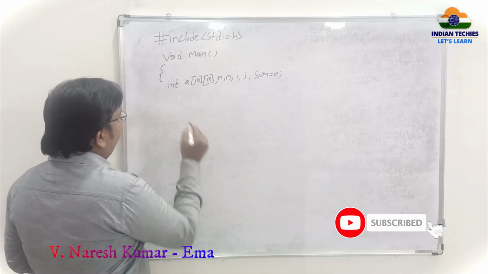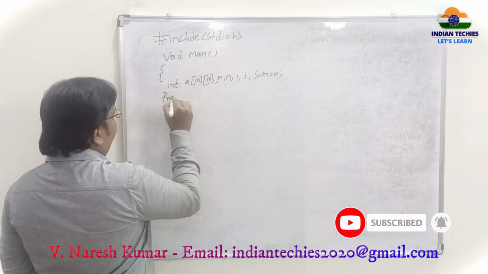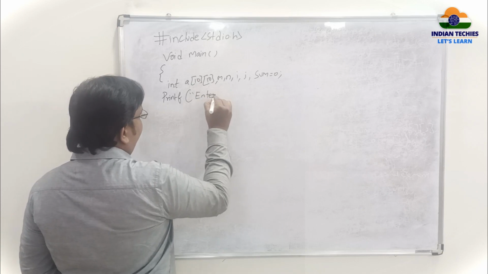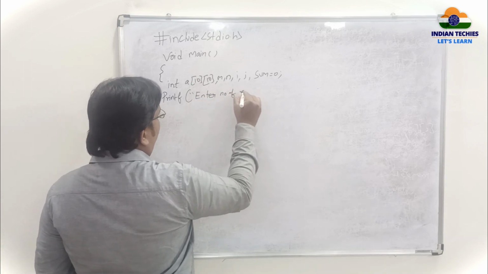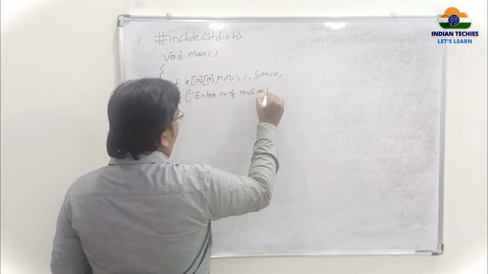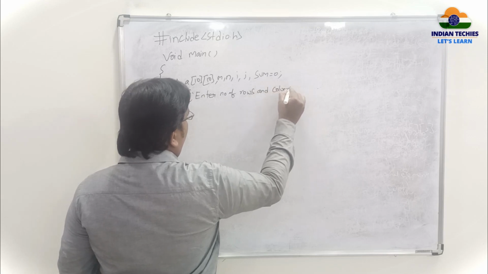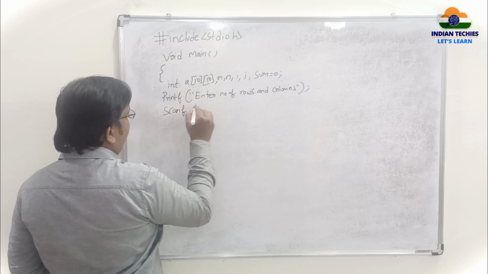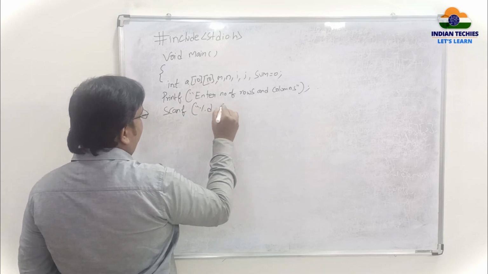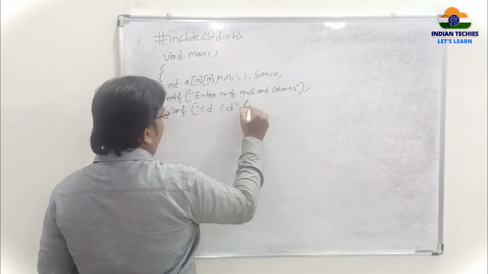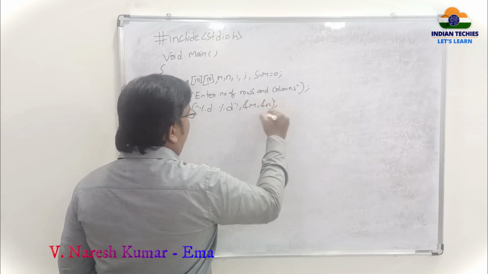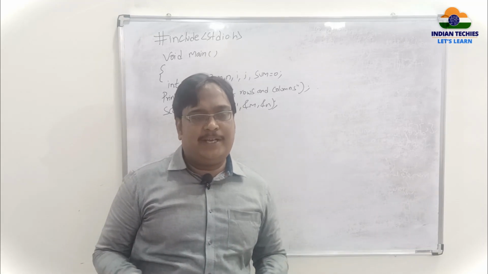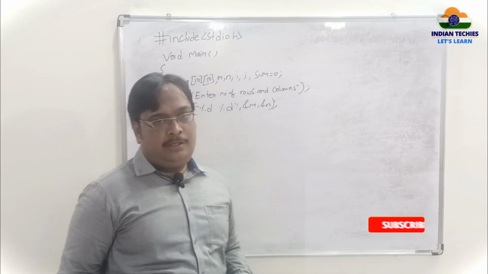First of all, take number of rows and columns. That is printf enter number of rows and columns. Now scanf %d %d, &m, &n. Now we need not check whether the rows and columns are equal or not, because it can be any number of rows and any number of columns.